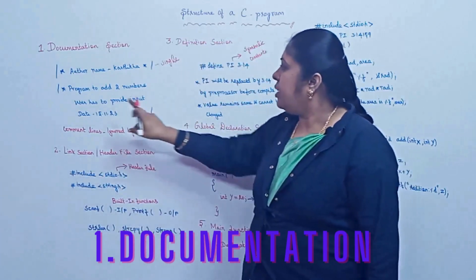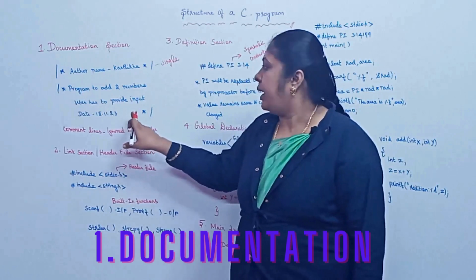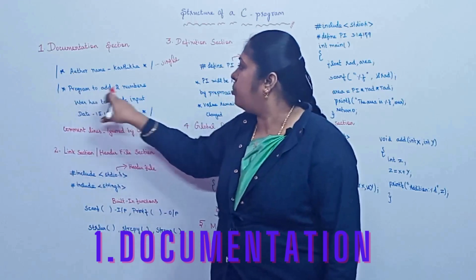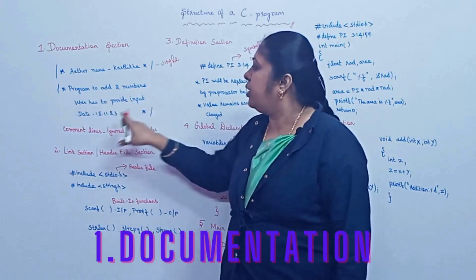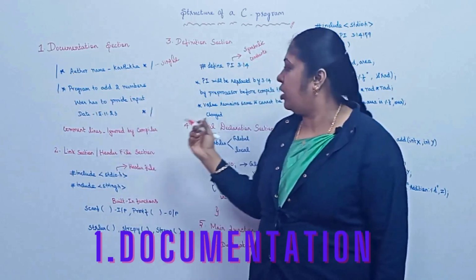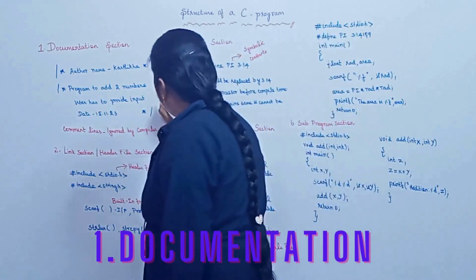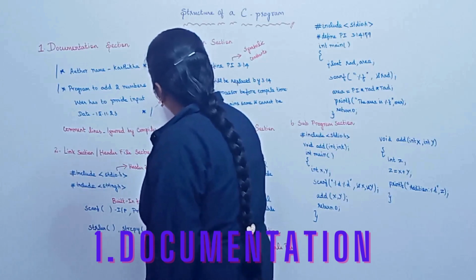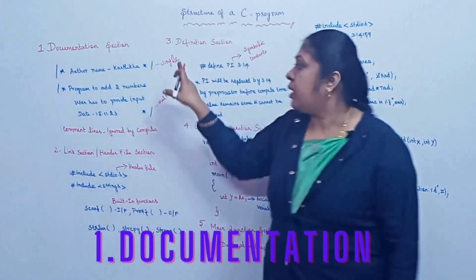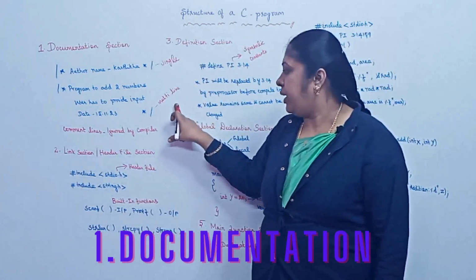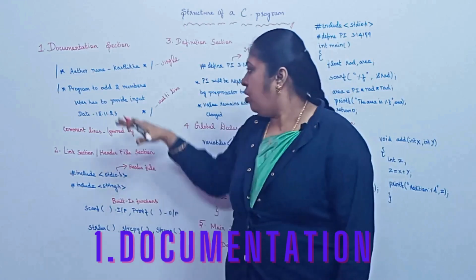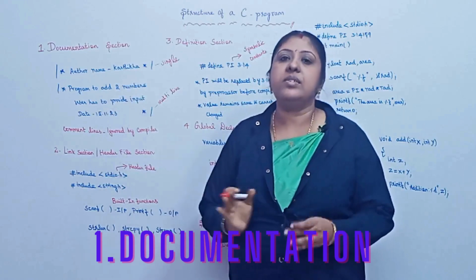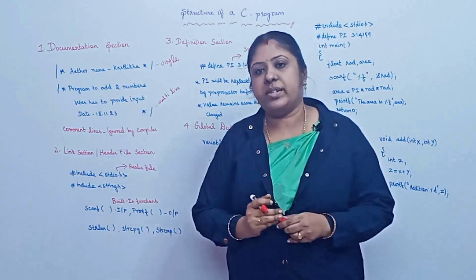Next comes the multi-line comment. Here I have written slash asterisk, then "Program to add 2 numbers, user has to provide input, date 15/11/23", whatever. So this is called a multi-line comment, as opposed to a single comment line. The compiler will ignore the comment lines and will not execute them. They are written only for documentation purposes.